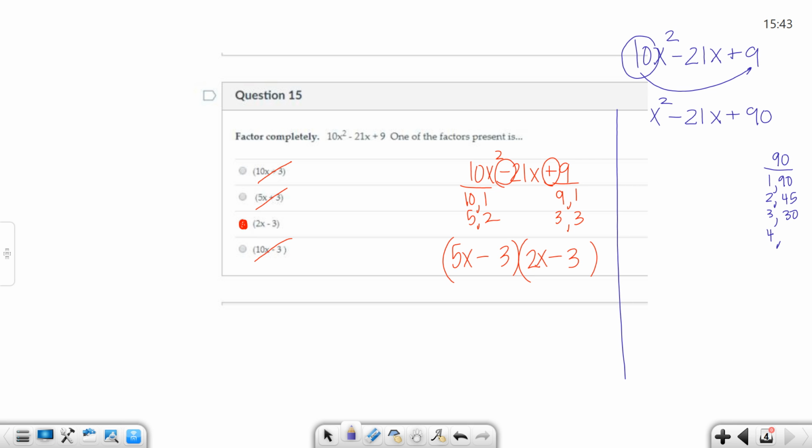I think 4 goes. Is that right? 4 goes 2 times. There we go. That's what I'm missing. 4 doesn't go. 5 goes 1 time. 18. 6 goes 1 time. 15. And that should be it. I'm looking for the factors of 90 that add to give me 21. And that would be my possibility.